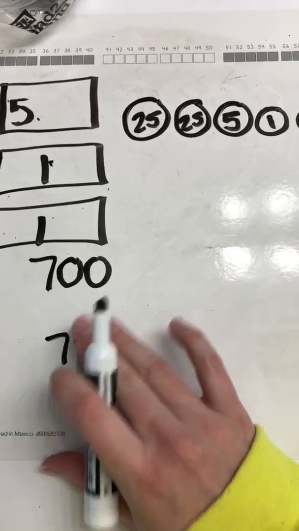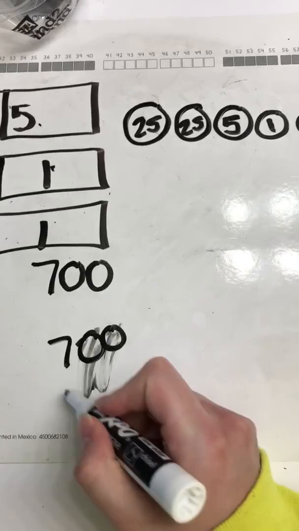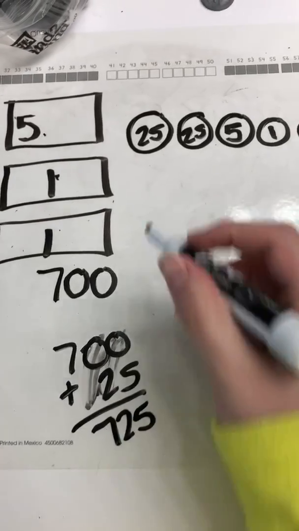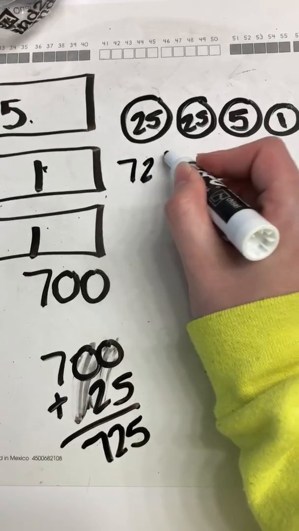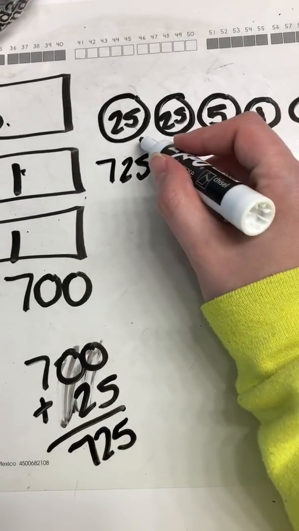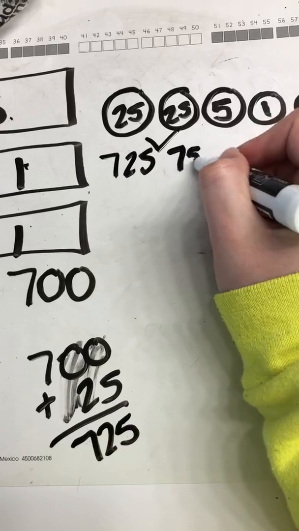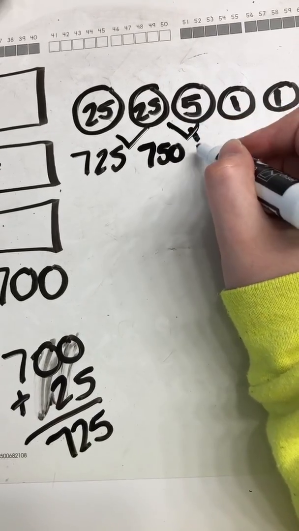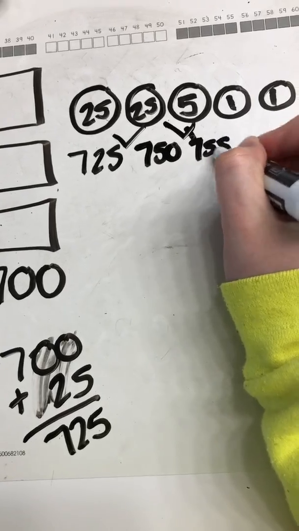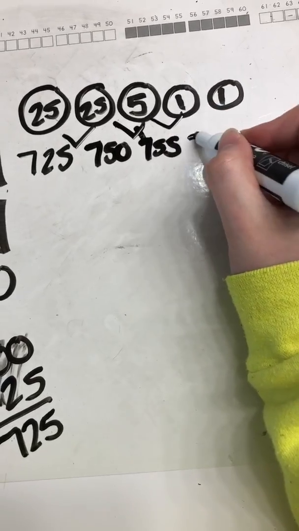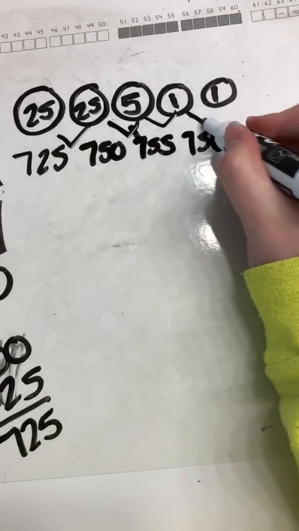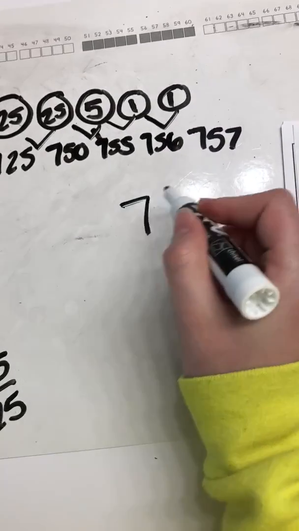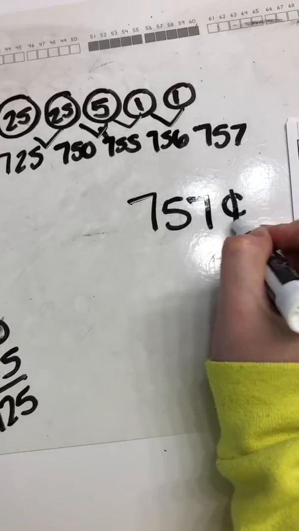Oh, whoa, I got ahead of myself. 700 plus 25 would get you 725 or $7.25. Then plus another 25 to get 750. Plus 5 more to get 755. Plus 1 to get 756. Plus another 1 to get 757. So you could say you have 757 cents.